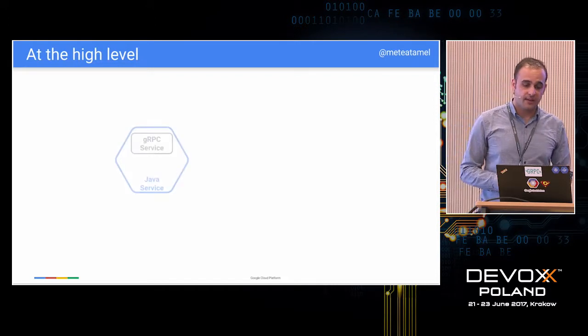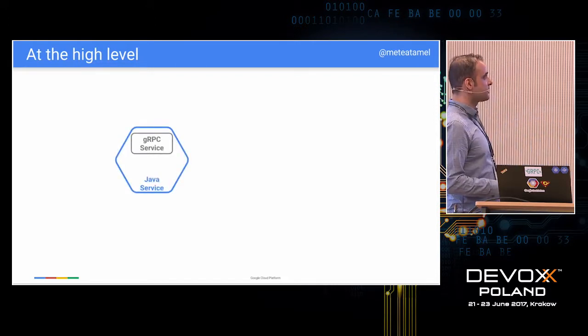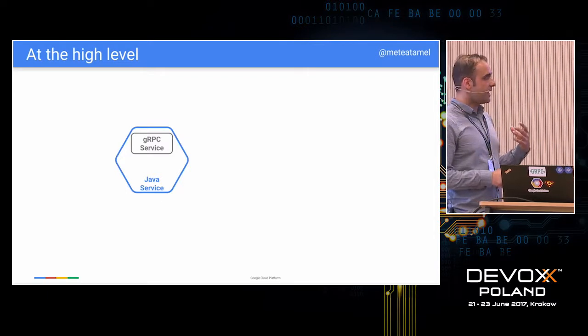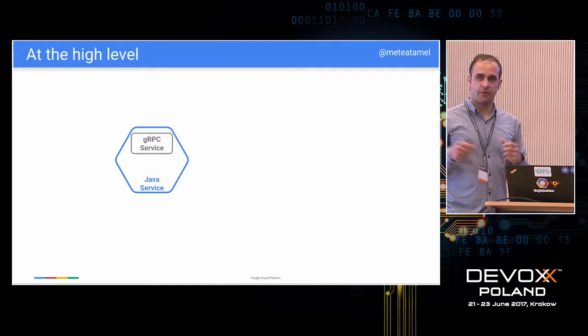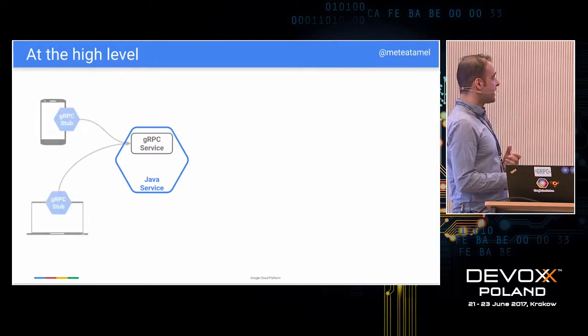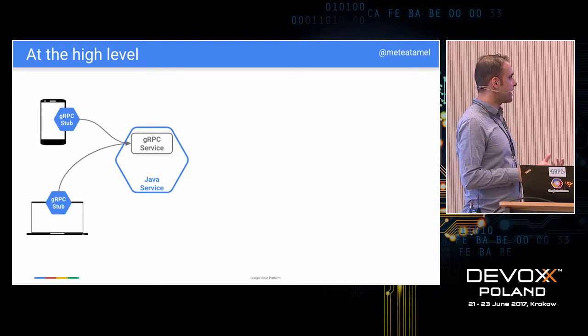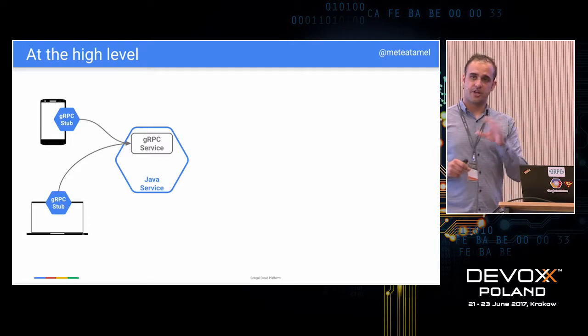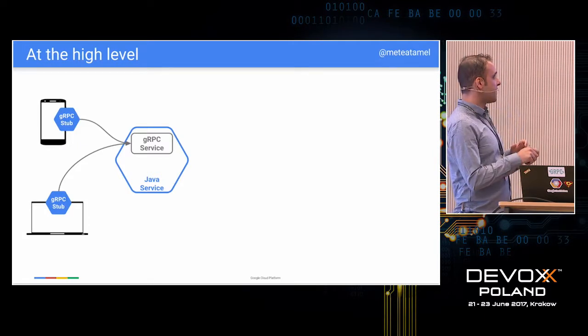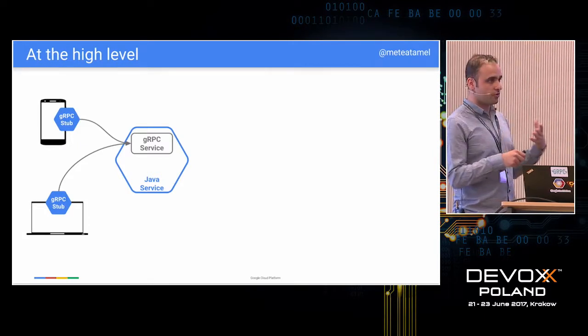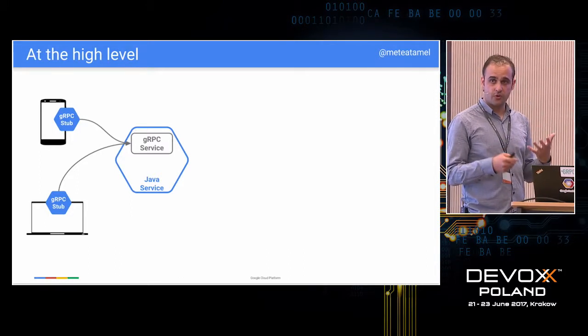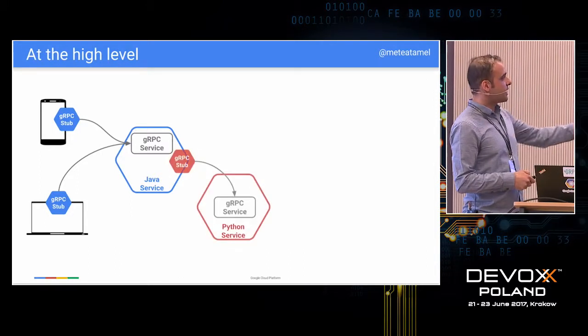All right, so at the high level, let's say you have a Java service. And then you generate the gRPC service from the service definition. Then you can have clients, so you can have a mobile client and a laptop client. They also have stubs that are generated from the service definition. The service and the stub talk to each other with generated code, so you don't have to worry about that. Then you can have another service.